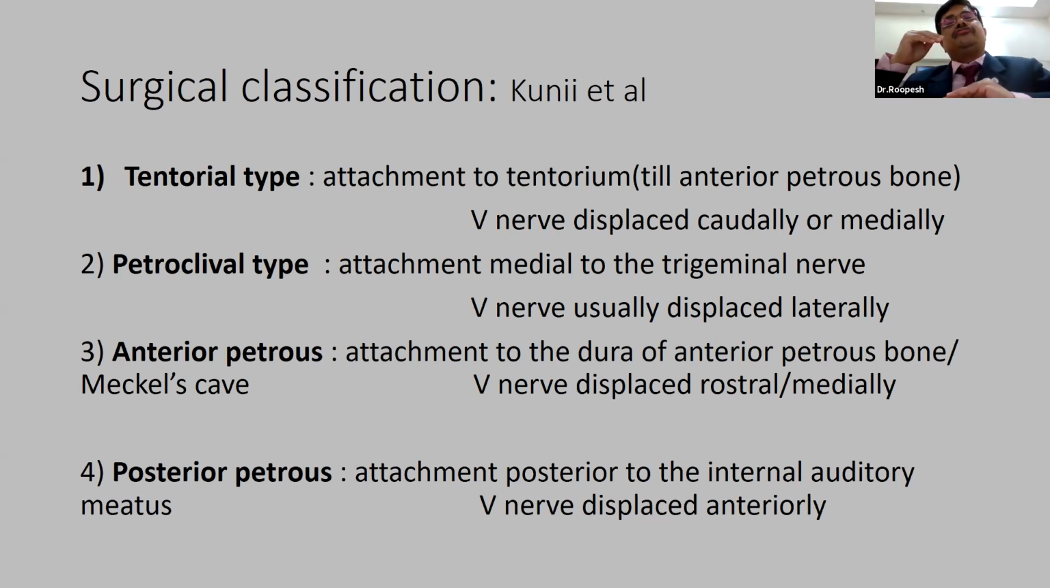Here the 5th nerve is shifted more anteriorly or medially. The petroclival one is the most difficult among these. Here the tumor is medial to the 5th nerve, so you see the nerve first and then the tumor later, and the nerve is pushed laterally. That is the most challenging type of tumor. In the anterior petrous type, the attachment is to the dura of the anterior petrous bone, and the 5th nerve is typically displaced medially. Posterior petrous ones are easier compared to all these, because they present themselves first, and only then do you see the rest of the structures.